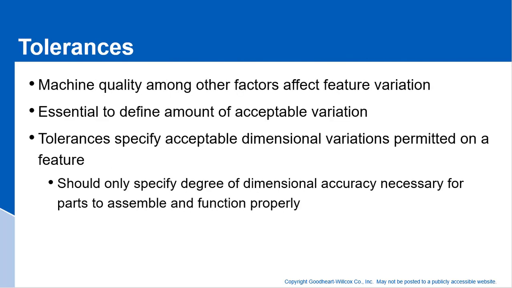Tolerances. Machine quality, among other factors, affects feature variation. It is essential to define the amount of acceptable variation, and tolerances specify acceptable dimensional variations permitted on the feature. And you should only specify the degree of dimensional accuracy necessary for the parts to assemble and function properly. You don't really need to take things to 5 decimal places unless it's absolutely required.